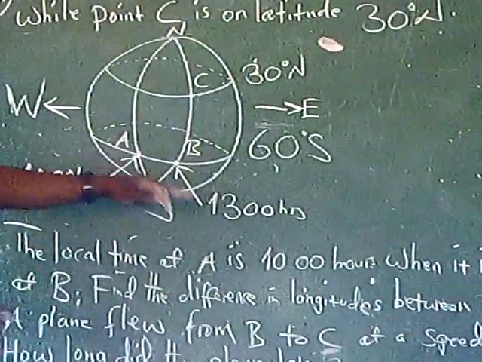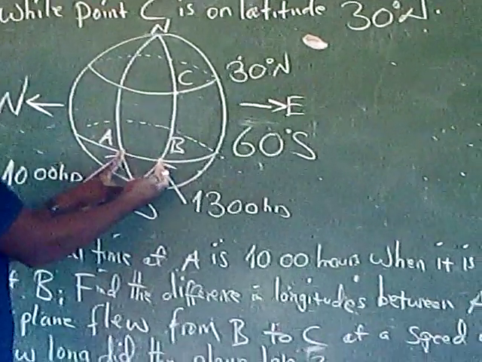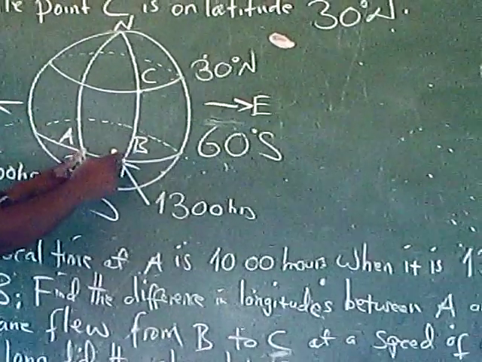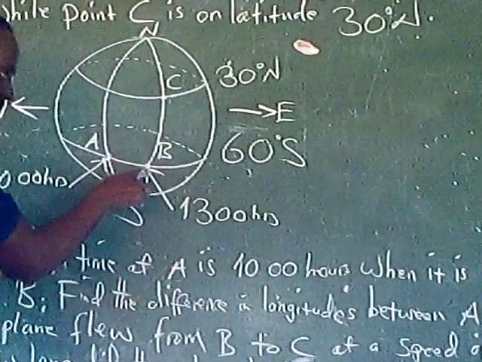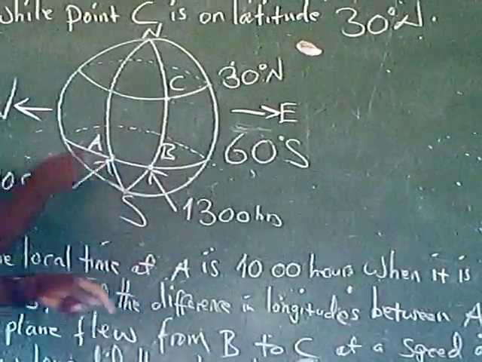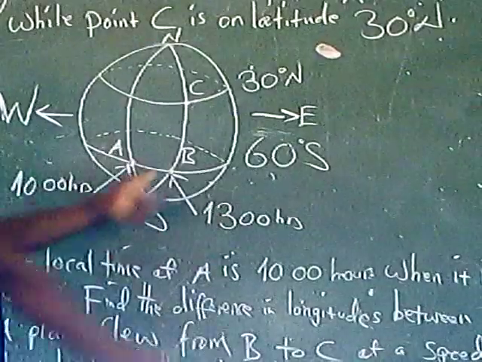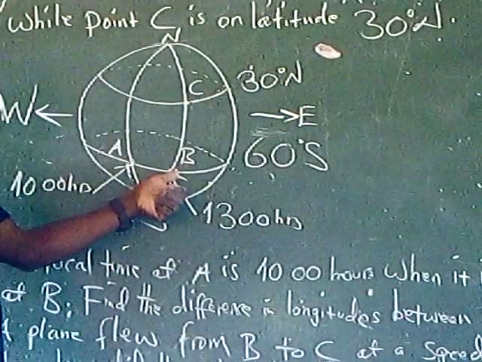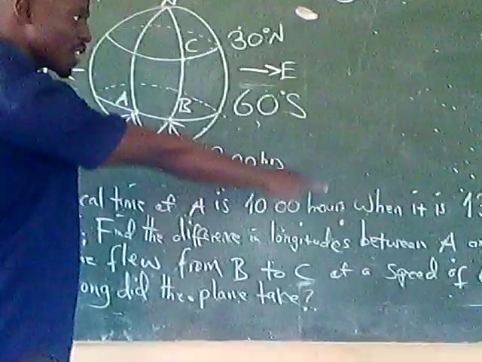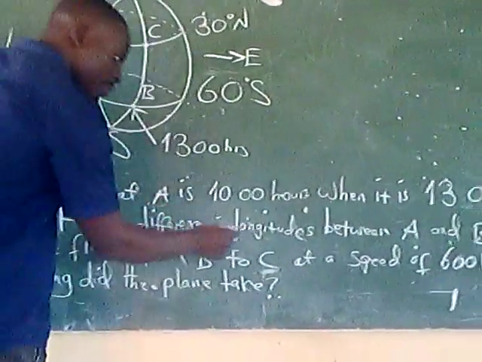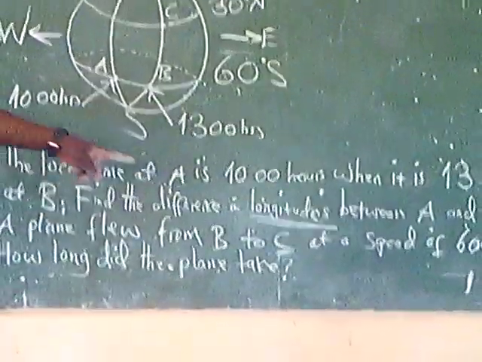A is on the western side of B, and B is on the eastern side of A. So B must be ahead of A in terms of time. No wonder we're able to say this is 10 hours at A, and 13 hours at B. Are you getting that? Remember, time is measured on the longitudes. Take note, we use the longitudes for us to measure time.